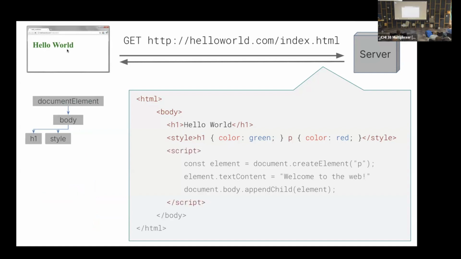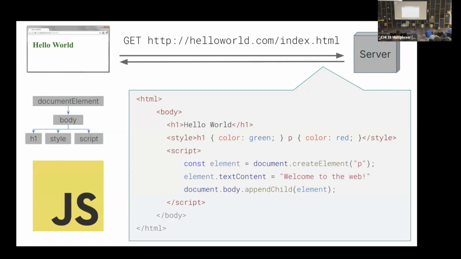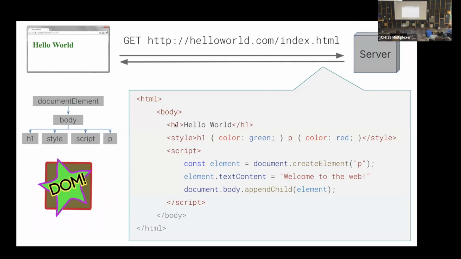And then the next part, where often the magic happens, is the script tab. This is going to execute JavaScript, a language that web browsers come with. It's also going to manipulate the DOM to create a paragraph element, set its text to "welcome to the web," and add that to the body. Because when these types of HTML elements are added to the body, it actually changes what you see. And now the DOM adds that paragraph and it says "welcome to the web."